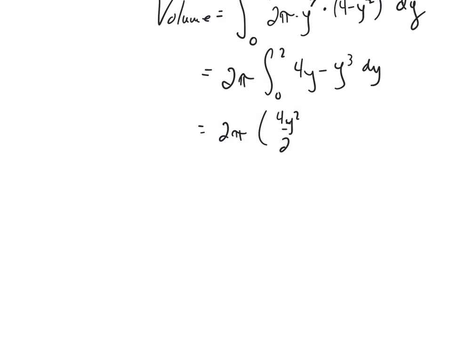Add 1 to the variable, divide by the new. Add 1 to the variable, divide by the new. And this time we'll be evaluating from 2 down to 0. A little bit of simplifying before I evaluate though. The 4 and the 2 would cancel, leaving me with the 2.